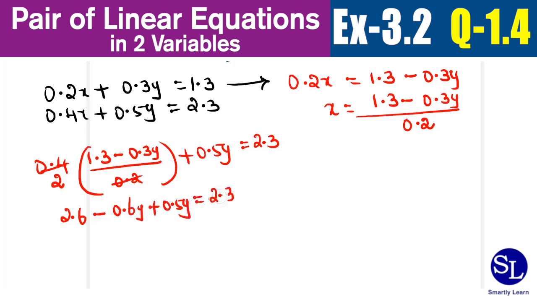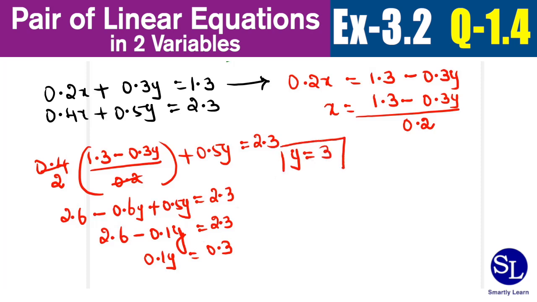equal to 2.3. So minus 0.6 and plus 0.5, which is going to be 2.6 minus 0.1y is equal to 2.3. So if you reorganize, 0.1y is equal to 0.3, which is y is equal to 0.3 by 0.1, which is 3. Now, I'm going to substitute this value of y in this huge expression.